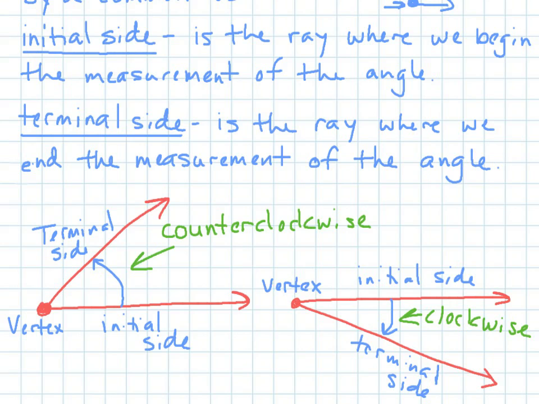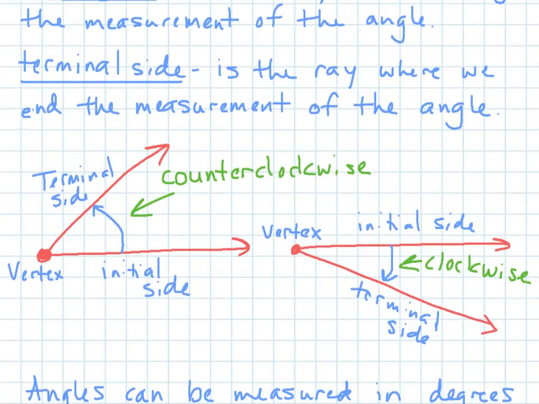The terminal side is the ray where we end our measurement. So if we go counterclockwise, this picture on the left would be our terminal side, the one going up, and for our picture on the right, the terminal side is on the bottom. Now, the difference between these two angles is that when we go in a counterclockwise direction, we have a positive angle. If we go in a clockwise direction, we have a negative angle. So that's something that you want to remember.